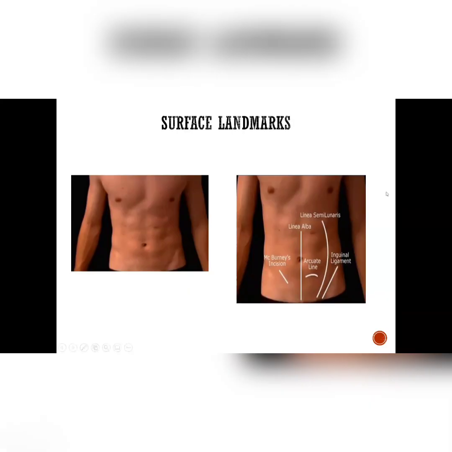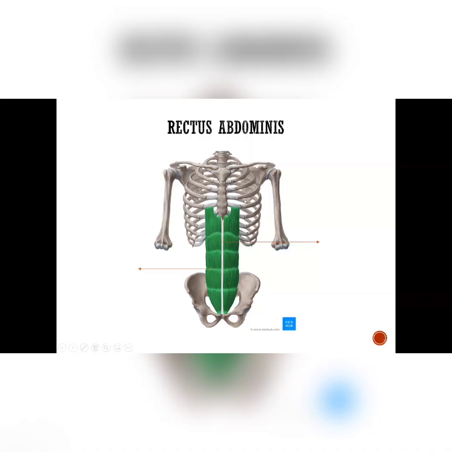Now, how are these lines formed? It is because of the presence of the underlying muscle. So this is the muscle which helps to form the linea alba and linea semilunaris. The name of the muscle is rectus abdominis. What is the meaning of the word rectus? Straight. Yes, rectus means straight. So when you look at this muscle, you know it is a longitudinal muscle and its length spans the entire length of the anterior abdominal wall.